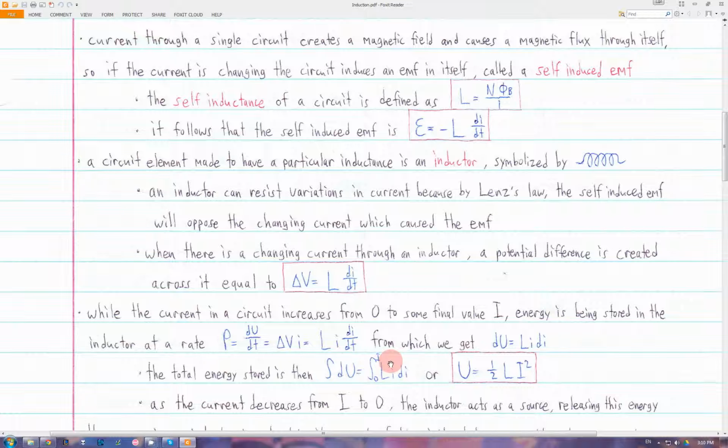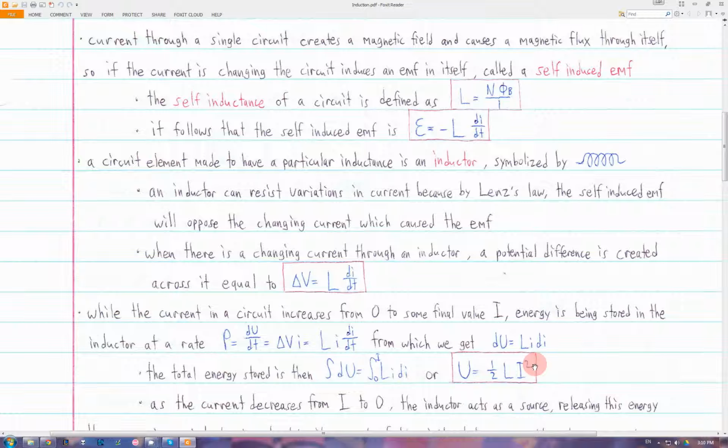Now, to find out how much energy is stored as the current increases from 0 to its maximum, we just integrate both sides of this equation. If we integrate dU, we just get the total energy, and then we integrate L i di from 0 to the maximum current. And so we get that the total energy stored in the inductor is equal to 1/2 L I squared, where I, remember, is the maximum value of the current in the circuit.